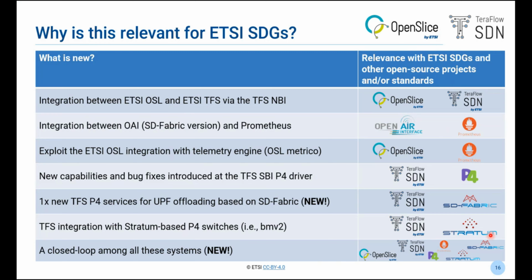So briefly, the relation with the SDGs. Well, we have done a lot of work here to integrate the different systems together. First of all, there is a cross-SDG relation because we integrated OpenSlice with TFS. We also integrated OpenSlice with Prometheus to be able to close the loop and pull monitoring metrics from the 5G system. And then there's a lot of integration happening in SDN, in TeraFlowSDN, with ONF projects and P4, like SD-Fabric, Stratum, and so on. So we have done pretty much work in all these areas.